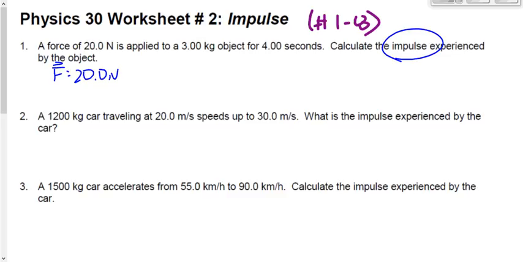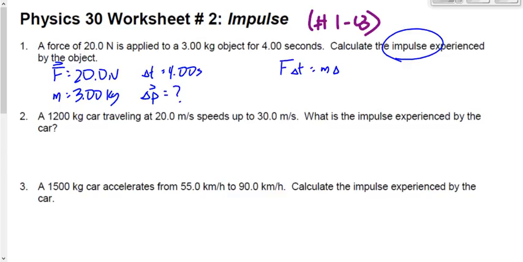We've got a force of 20 newtons, a mass of 3 kilograms, in a time interval of 4 seconds. We're looking for delta P. We know from our data sheet that F times T is equal to M times delta V. And we know because we wrote down right beside that on our data sheet that delta P is equal to that. We're looking for this.